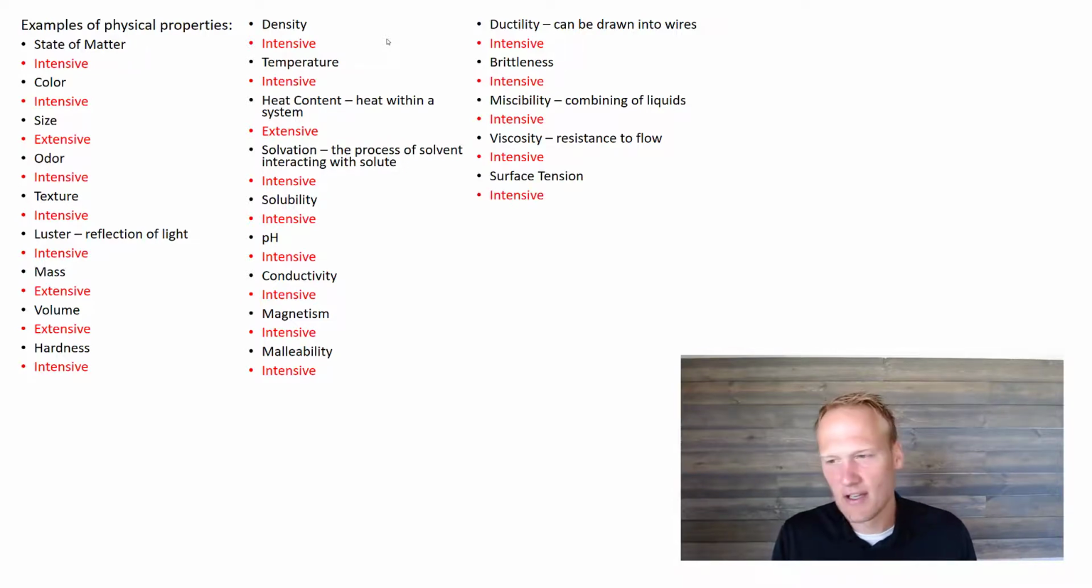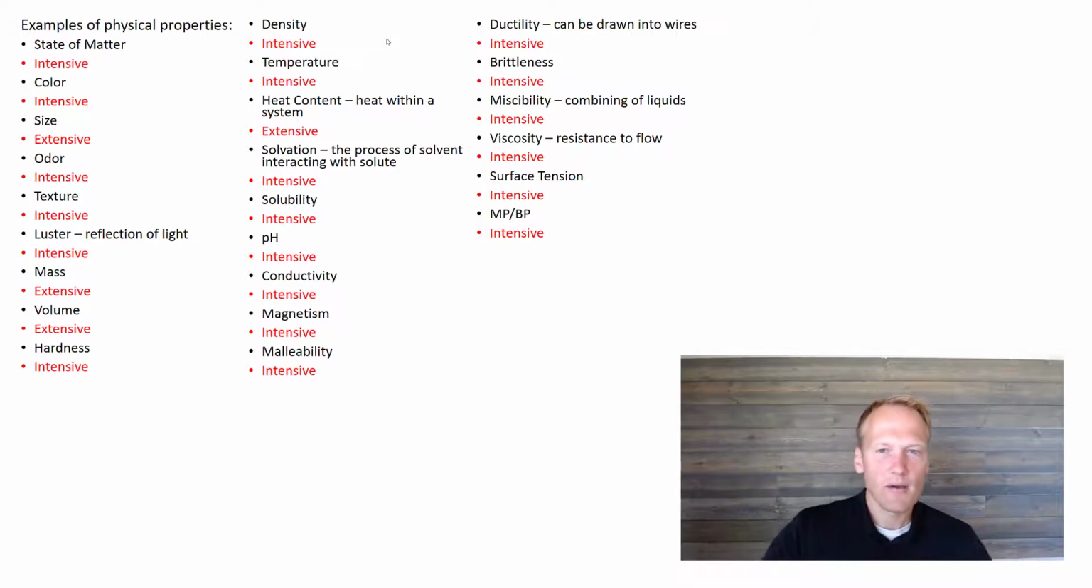Surface tension. Once again, that's intensive. Doesn't matter how much you have. If it has surface tension at a low amount, it'll have the same surface tension. And MP, BP is melting point, boiling point. The melting point of a substance or boiling point of a substance will not change with the size of the sample. So the list here, first of all, these are all physical properties.